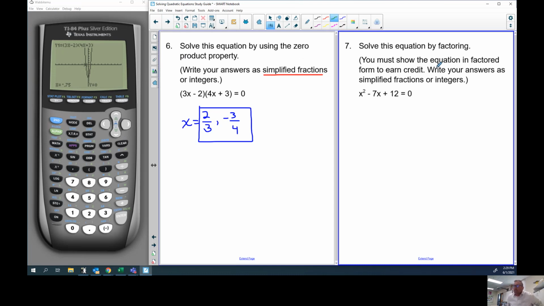Solve this equation by factoring. You must show the equation in factored form to earn credit. So can we factor this? Well, lead coefficient's 1. So in that case, all we have to do is look for factors of negative 12 that add up to 7, or factors of 12 that add up to 7.